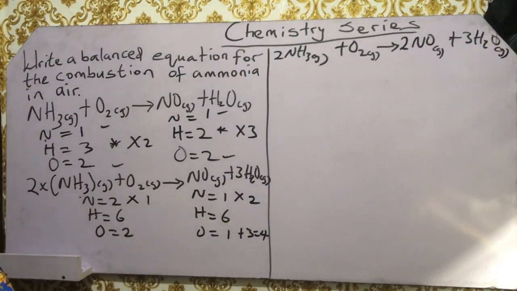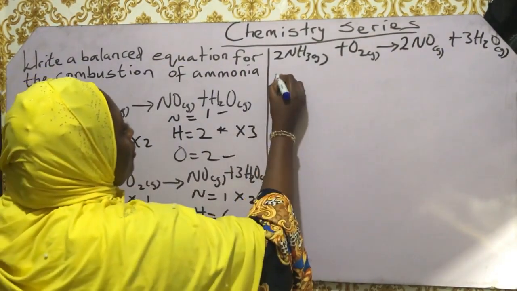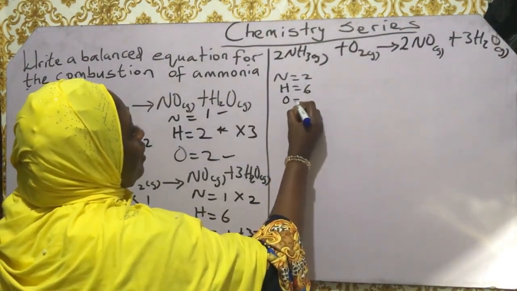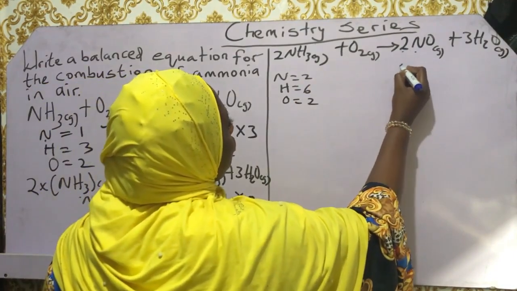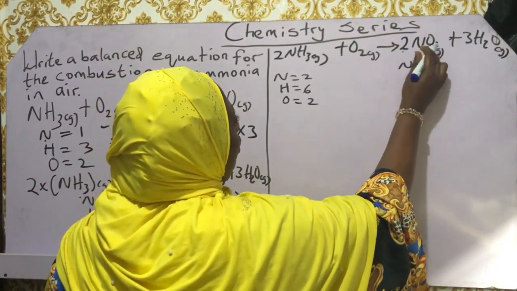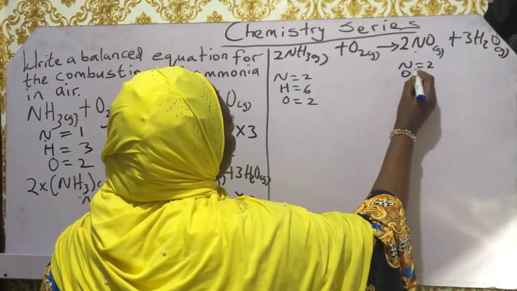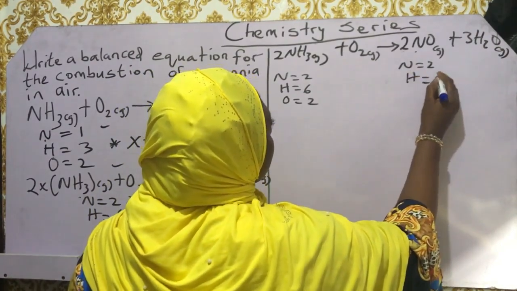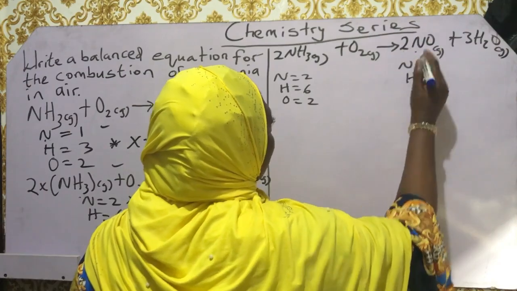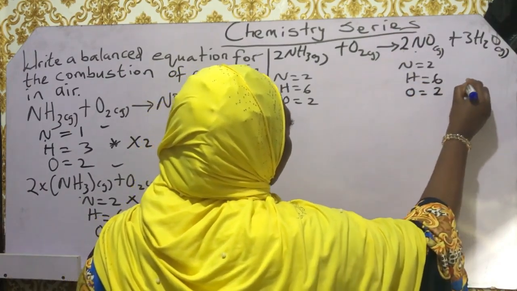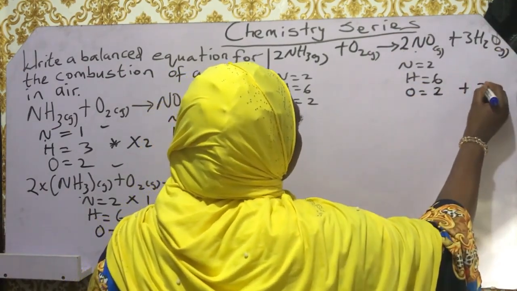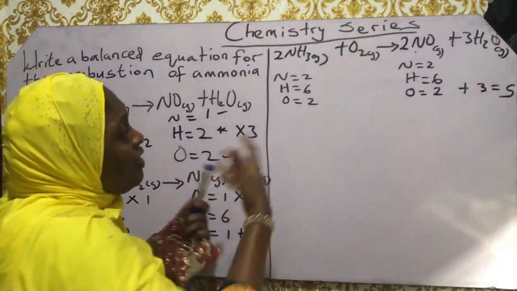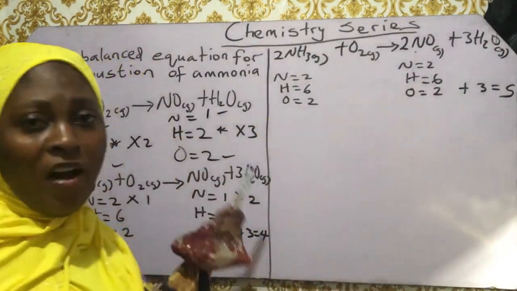Now let's try to do a quick atom check. Nitrogen here is 2, hydrogen here is 6, oxygen here is 2. Nitrogen, which is 2 times 1, 2. Hydrogen 3 times 2, 6. Oxygen 2 times 1, 2 plus 3 times 1, 3, which is 5. Now we're in a dilemma. Oxygen here is 2 and oxygen here is 5.